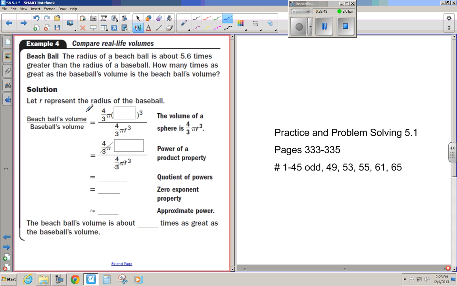The radius of a beach ball is 5.6 times greater than the radius of a baseball. How many times as great as the baseball's volume is the beach ball's volume? So we're putting the beach ball's volume in here, and then the baseball's volume. So the radius of a beach ball is about 5.6 times greater. So in here, I've got 5.6 times greater than r.